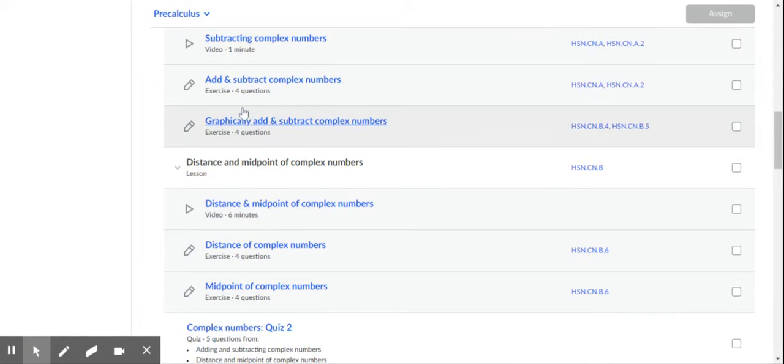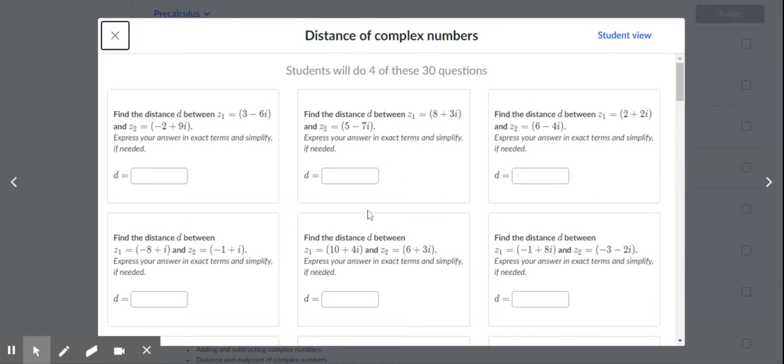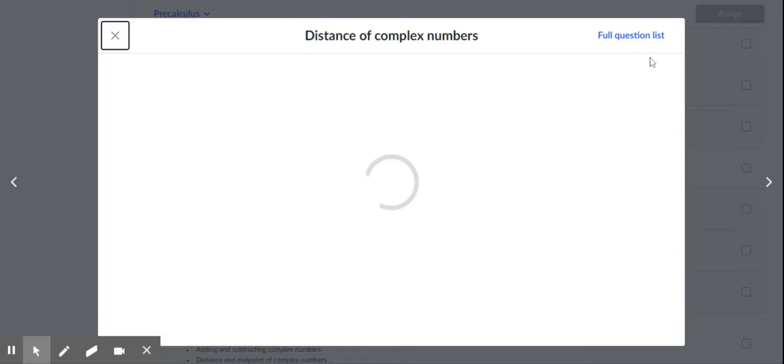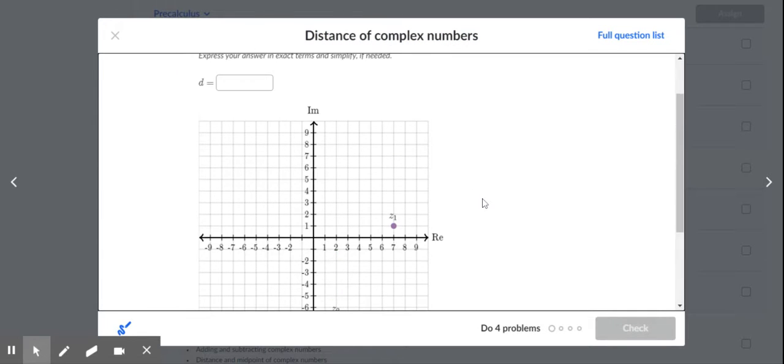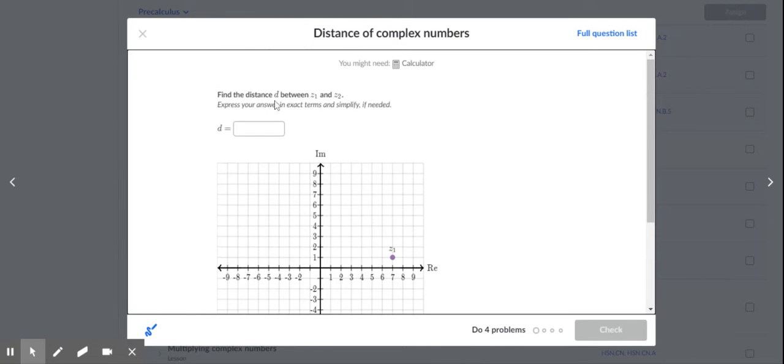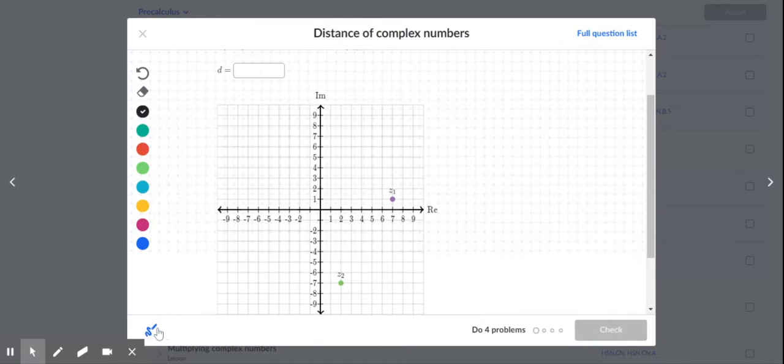Next assignment to take a look at. Let's do the distance of complex numbers. So for the distance of complex numbers, we're going to use the Pythagorean theorem. Let's zoom out here a little bit. It says find the distance between Z1 and Z2. Let's plot the points, all right?